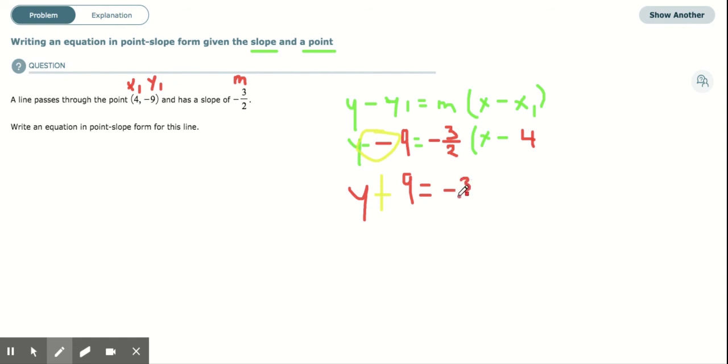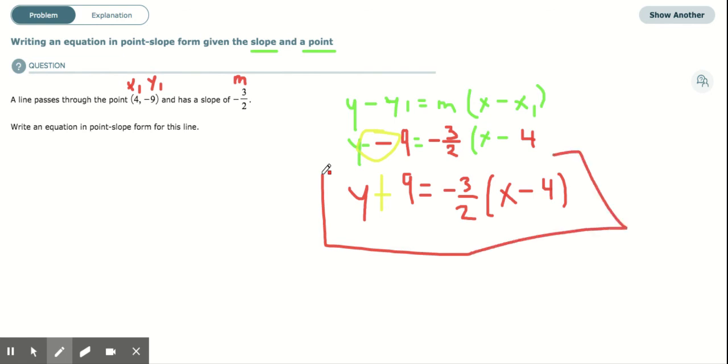This is a -3/2. And then similarly, our x value, our x1 was positive 4, and now look, in the equation, it looks as a -4. So that's your answer. That's how you write this in point-slope form.